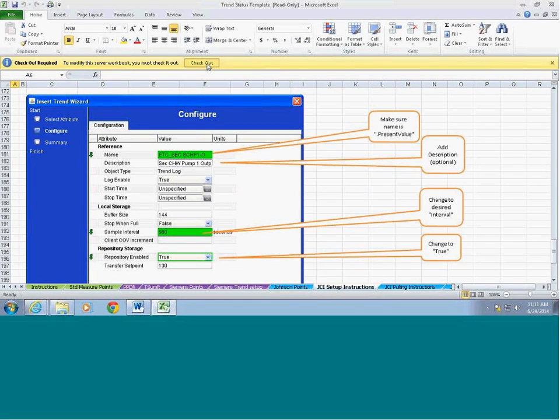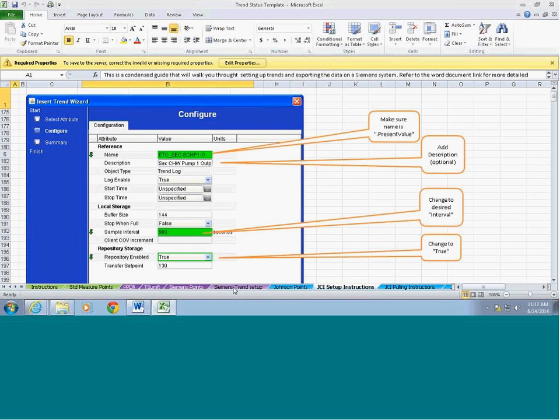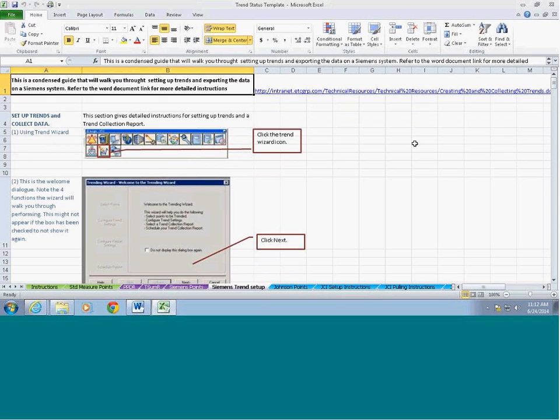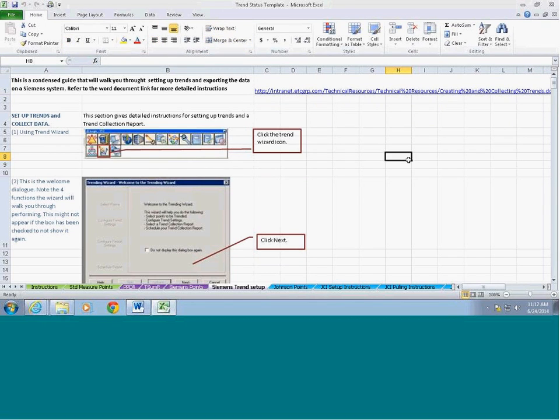Okay. So here we've got instructions and standard measure points that we can apply to everything. And then the really important thing specific to Siemens is this Siemens trend setup tab. Lots of screenshots, lots of notes. I went through this and everything looked really valuable. I personally recommend it as the quickest reference. We didn't know that was there when we were looking at the Word document. I had no idea there was something in there on Siemens.